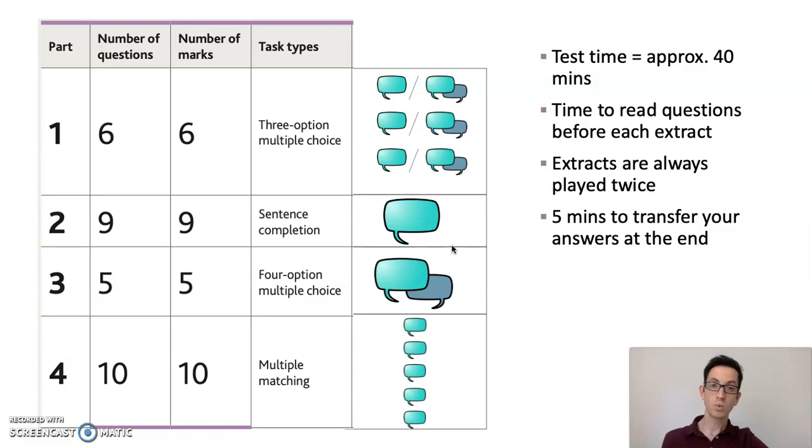In the following videos, we're going to talk more about how the individual parts can be approached, the strategies that you can use there.